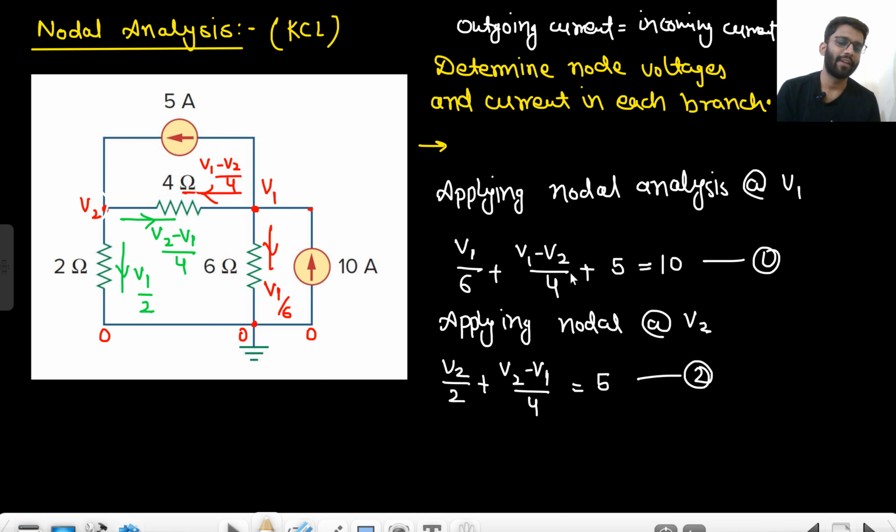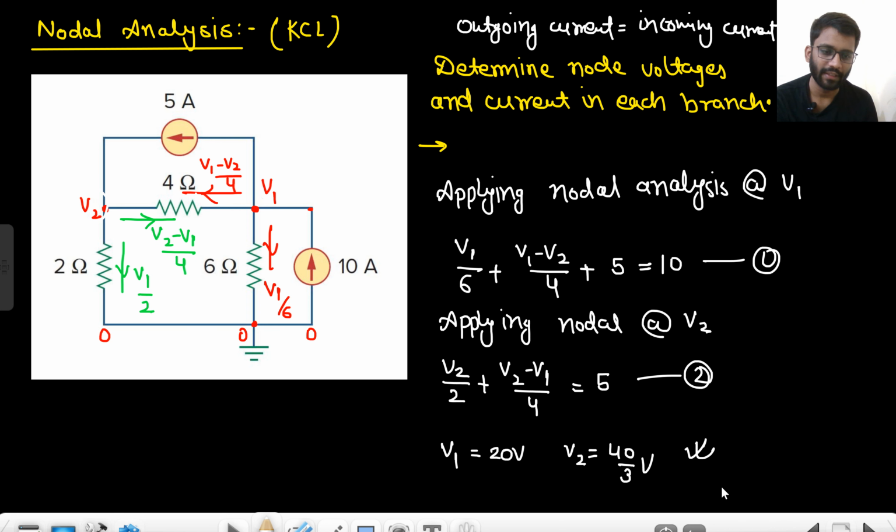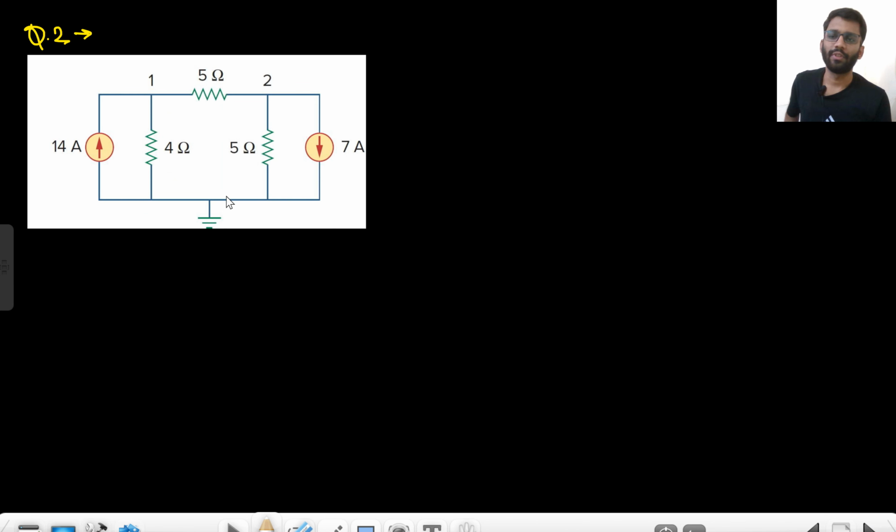Now you have two variables and two equations. Just solve them and you will get the value of V1 and V2. I will check whatever the value we are getting. Okay, so we are getting V1 equals to 20 volts and V2 equals to 40 by 3 volt. So this is the final answer. Very simple. Let's move on to this question.